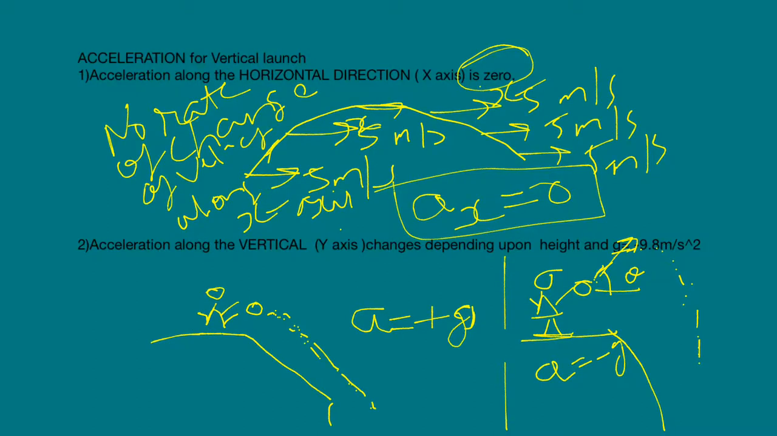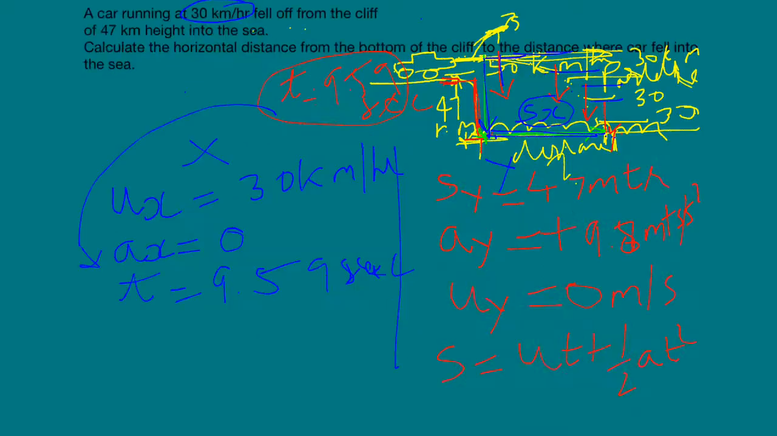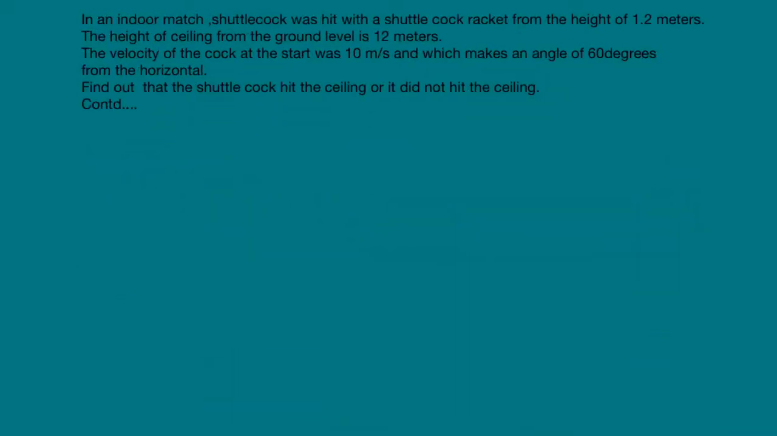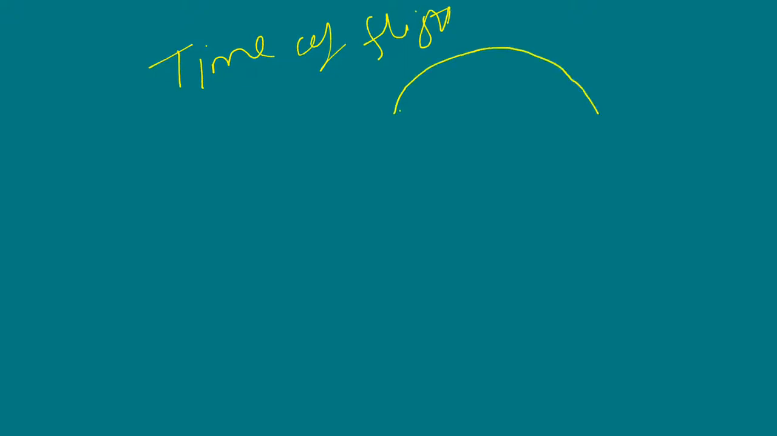Now we have to derive a few equations for projectile launch. Before doing a few sums, we have to derive the equations. The first thing we will derive is time of flight. For this, suppose a projectile is launched like this, and some angle is formed, that is theta here.